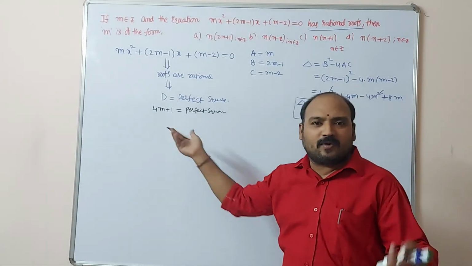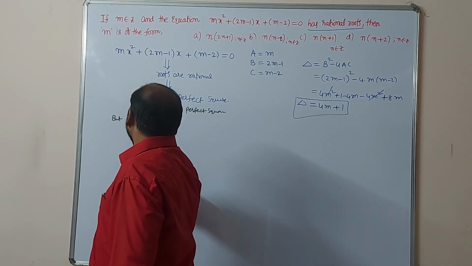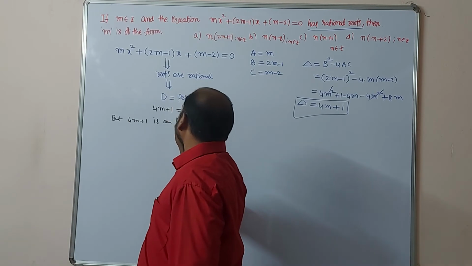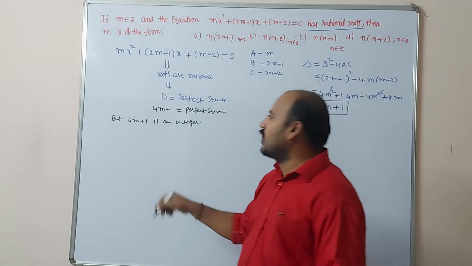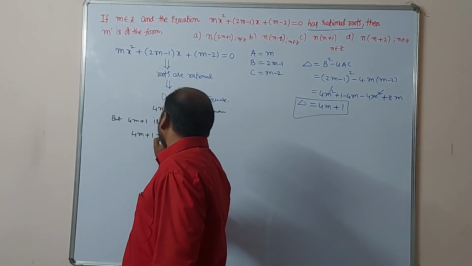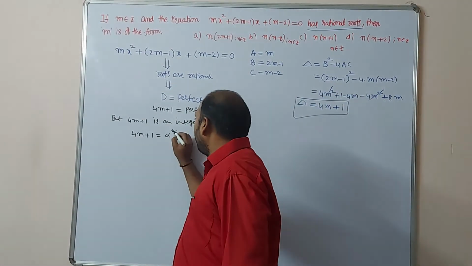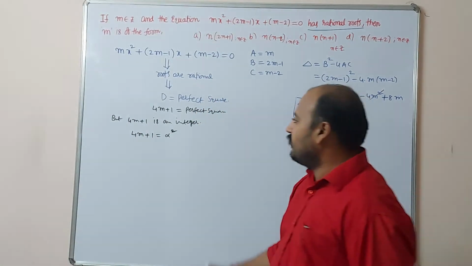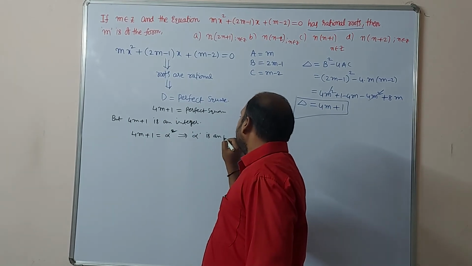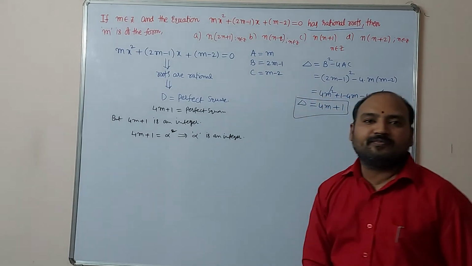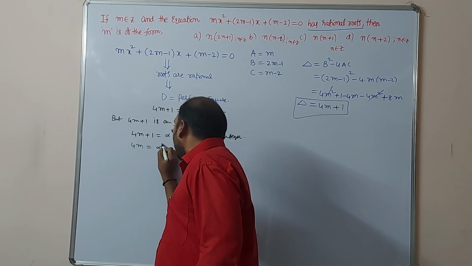But 4m plus 1 is not a perfect square by observing, it is an integer. But 4m plus 1 is an integer. So 4m plus 1 is a perfect square, means let 4m plus 1 is equal to some alpha square. You take it. Perfect square, alpha square. Whenever alpha square equal to 4m plus 1, so obviously alpha is also an integer. This one we can take this side. 4m is equal to alpha square minus 1.